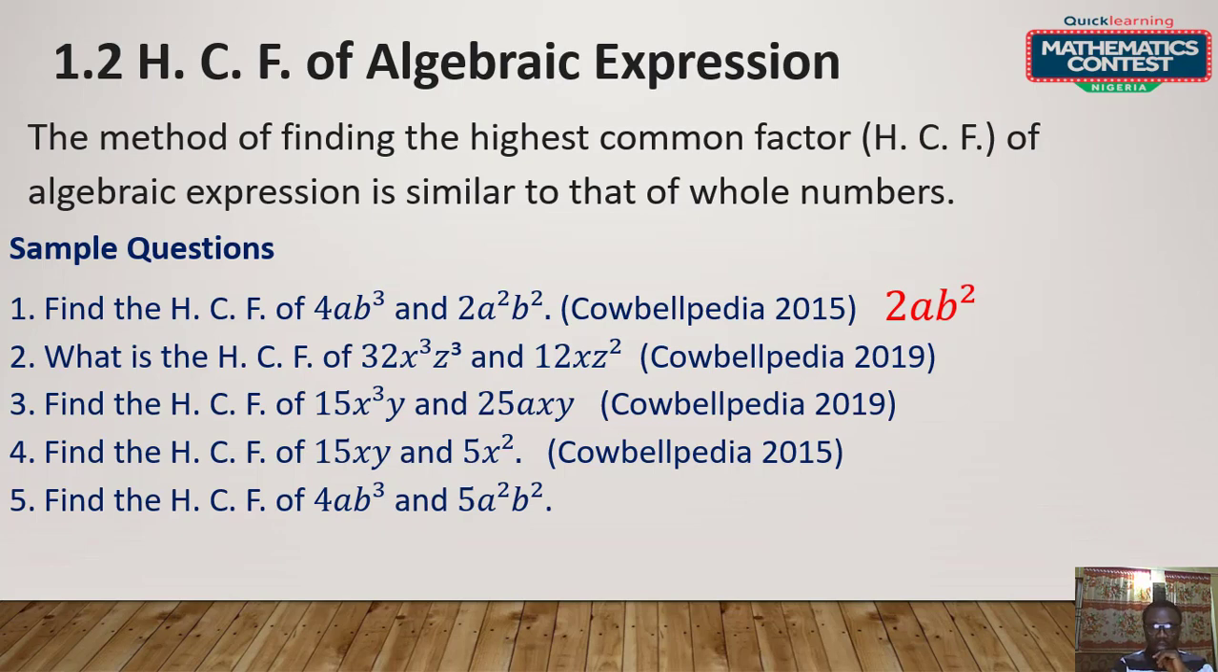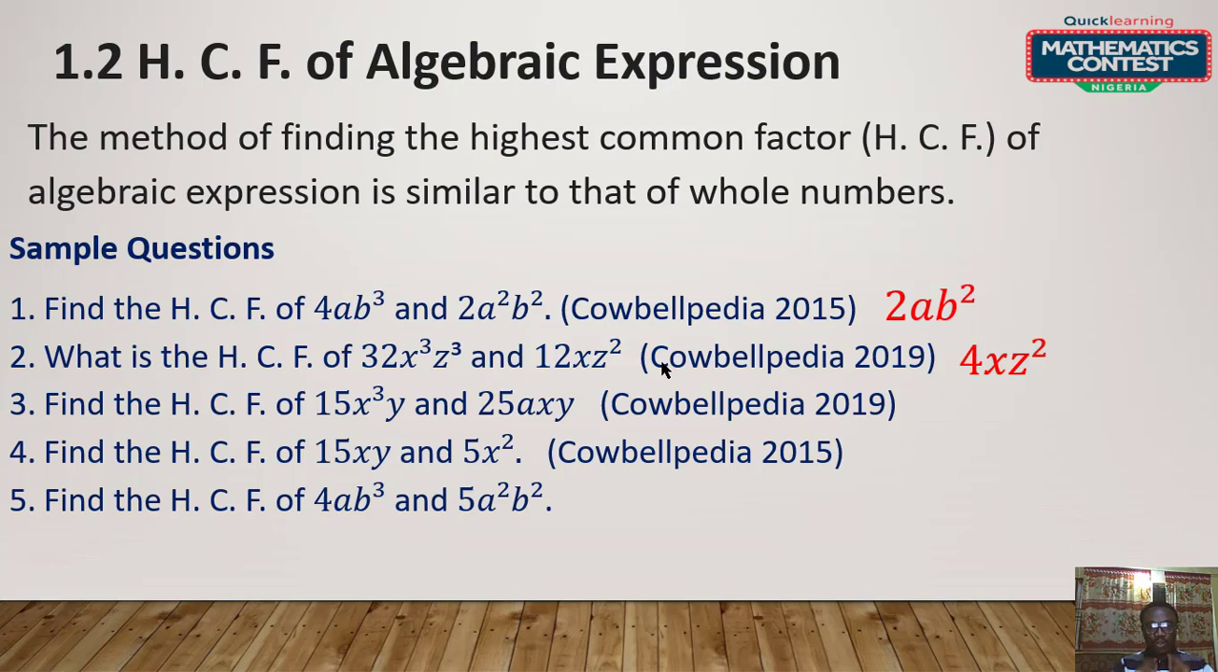Now I'll come to the letters. I have x cubed here and I have x here. So the highest common factor of the x is just x. Then I have z cubed here and z squared here. So the highest common factor of the z is z squared. So my answer will be 4xz squared. So let's check 4xz squared. Having laid this foundation, let's attempt numbers 3, 4, and 5.